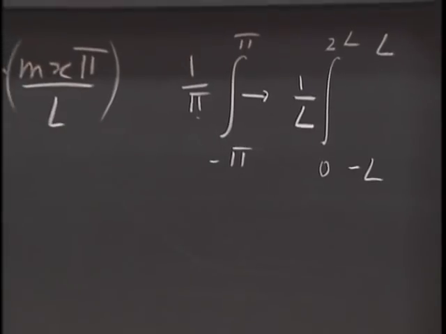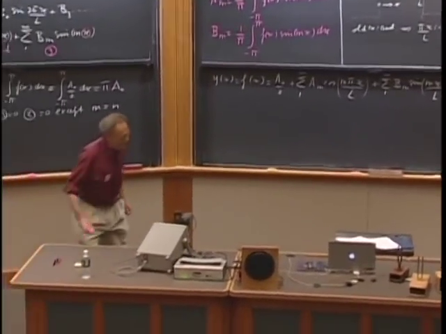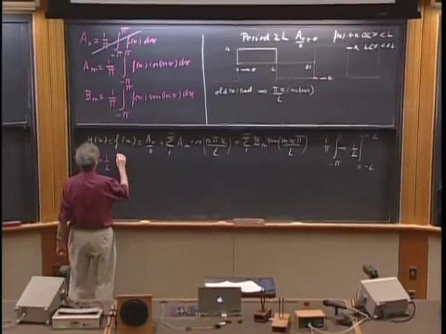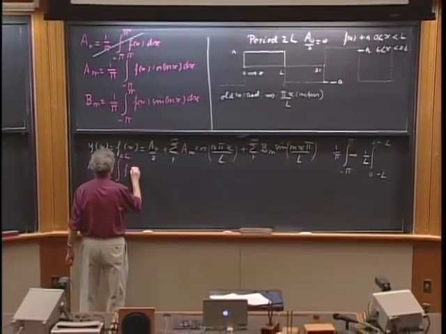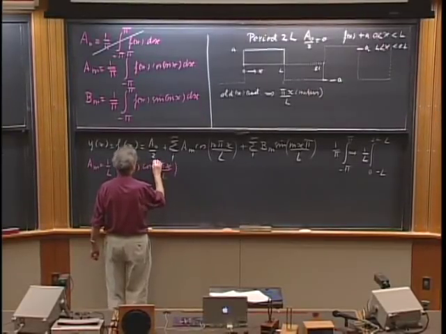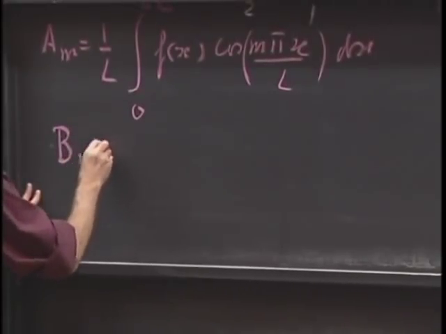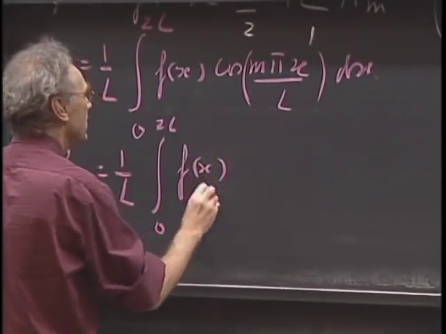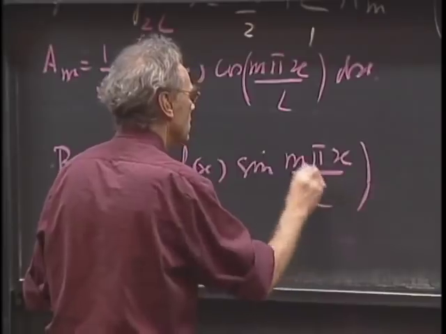And so, to make sure that you're not going to get confused, I'm going to rewrite the recipe for you. And I might as well do that again in red. So we got now that a of m is 1 divided by L times an integral. Let's just go from 0 to 2L. And then we get our function of x. And then we're going to get the cosine of m pi x divided by L dx. And b of m is then 1 divided by L times the integral from 0 to 2L of my function of x, which is my plucked string, times the sine of m pi x over L times dx.